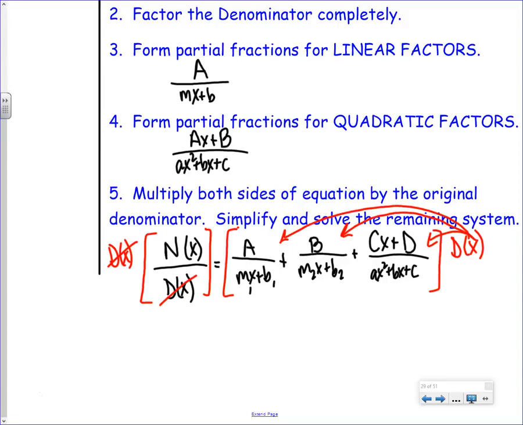Now I could keep writing the notation of this, but it's going to get really messy really fast. For instance, A is going to be left multiplied by these two guys when I take this away from the denominator. B, when that cancels, is going to get multiplied by those two guys. And then Cx plus D, when that guy cancels, is going to get multiplied by those two guys. And what's weird is we have one big, huge equation. No denominators, but one huge equation. And I say simplify and solve the remaining.